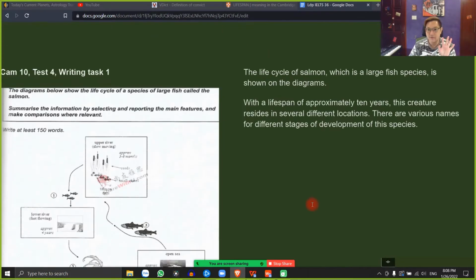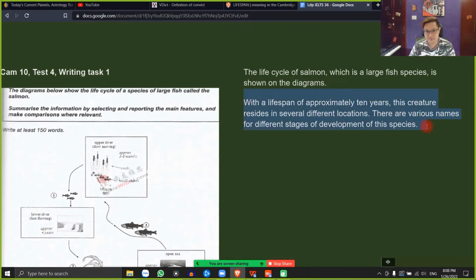Alright, let's not go into the details now because this is only the overall, okay? In this overall part, don't go too deep.